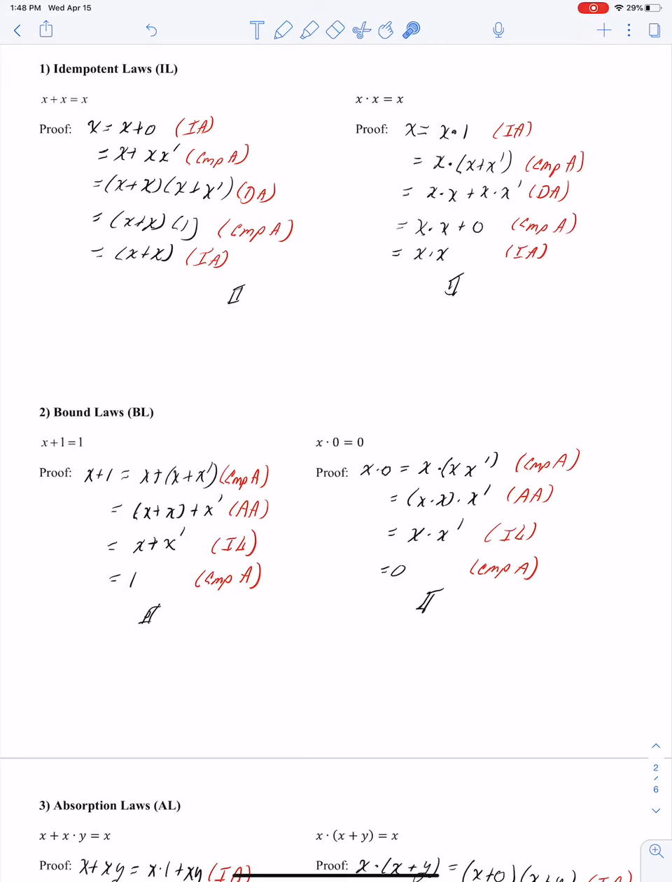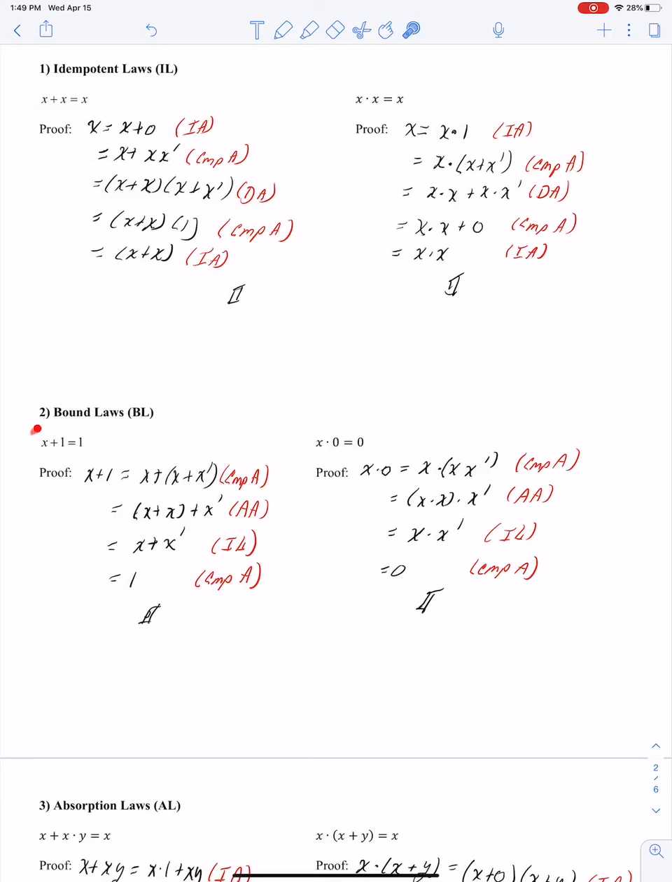The next pair of laws or theorems that I'm going to prove are called bound laws. Right? Which I abbreviate BL. The first one is x plus 1 is always 1. Now that's something that's not true in algebra, in college algebra, but it is true in a Boolean algebra. In some sense, if I take 1 and add anything, I get 1 back.